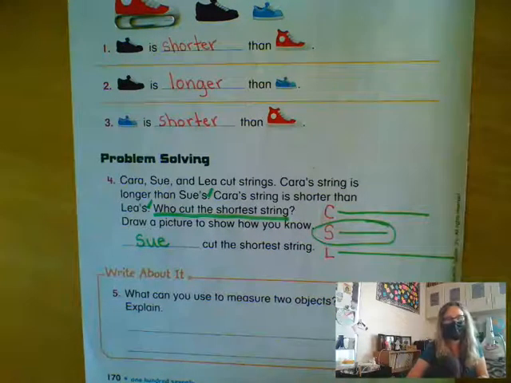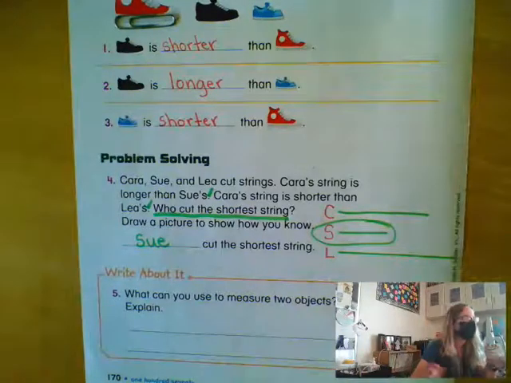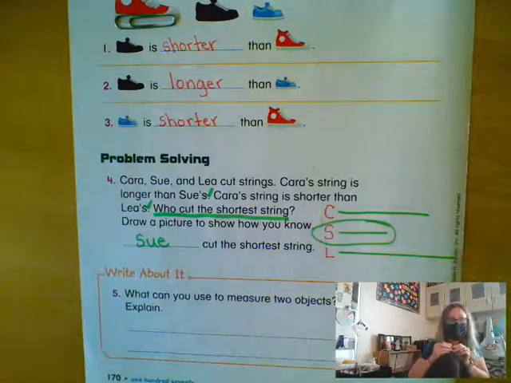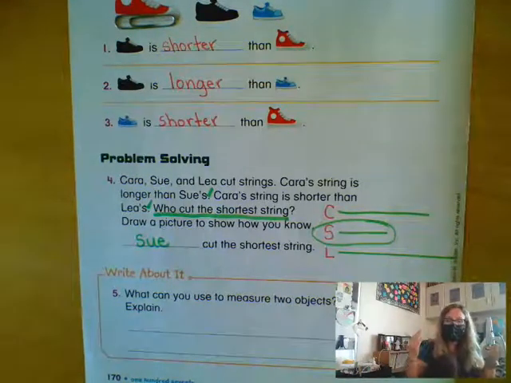All right. It says, what can you use to measure two objects? We've talked about a lot of things, right? As long as you use the same object to measure those. Okay? Great job today, friends.